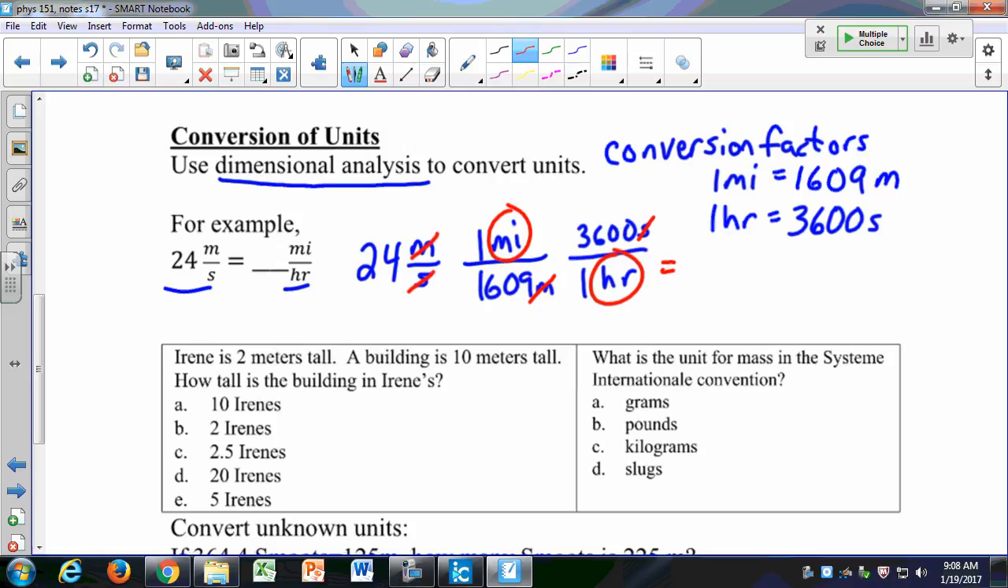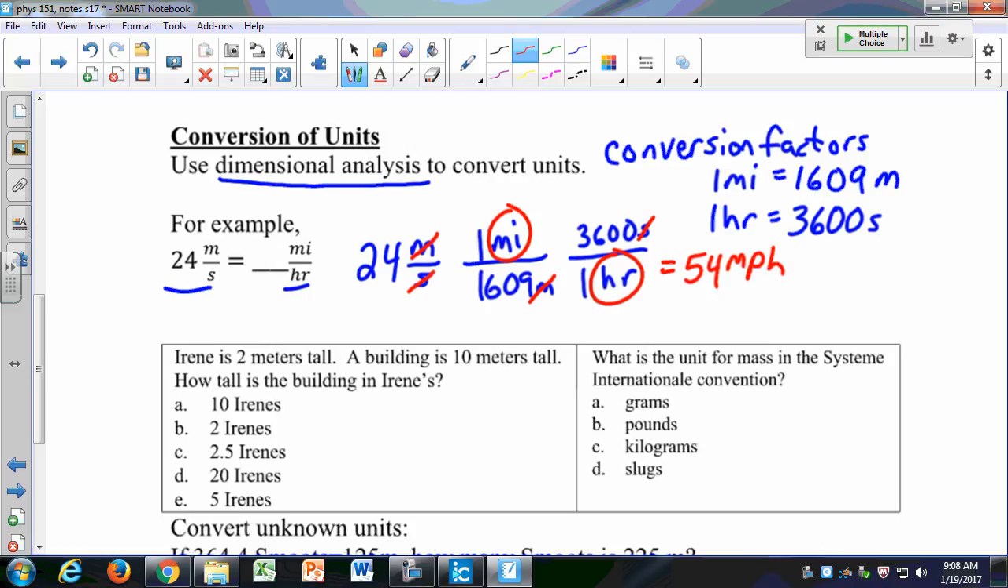I don't think I have my calculator. Anybody tell me what that is? Look at this. What's your name? Taylor, right? What is it? Do you know? Okay, we'll just call it 54 miles per hour. All right, 54 miles per hour.